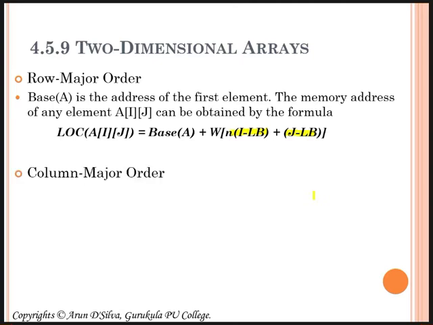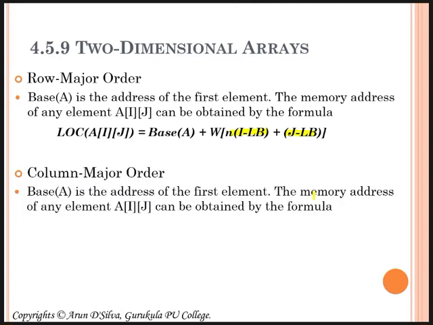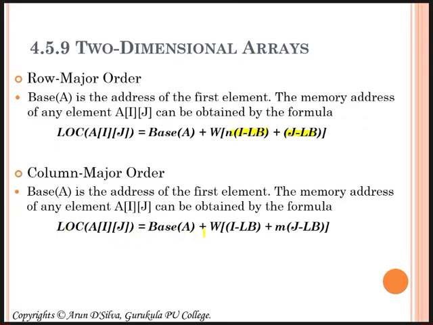For column major, if you go in a similar way, base A is the address of the first element. The memory address of any element A of ij can be obtained by the same formula with a little difference. That is, A of ij equals base of A plus W into (I minus LB) plus M into (J minus LB).